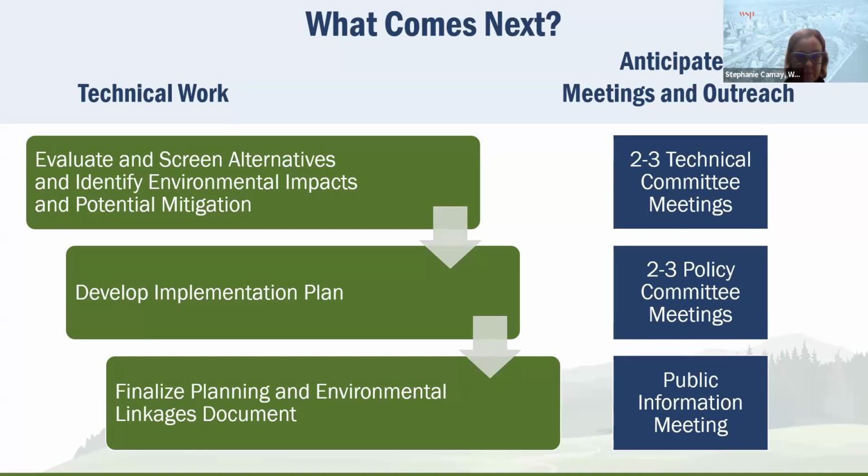Another next step is that we'll be working on developing an implementation plan. Mike mentioned earlier the land use recommendations. Those are going to be folded into an implementation plan. The implementation plan will spell out how VTrans and Federal Highway will move any of the recommended alternatives forward through the NEPA process. Part of that is the steps to do that, which will include the land use recommendations, and it'll also include funding and financing.